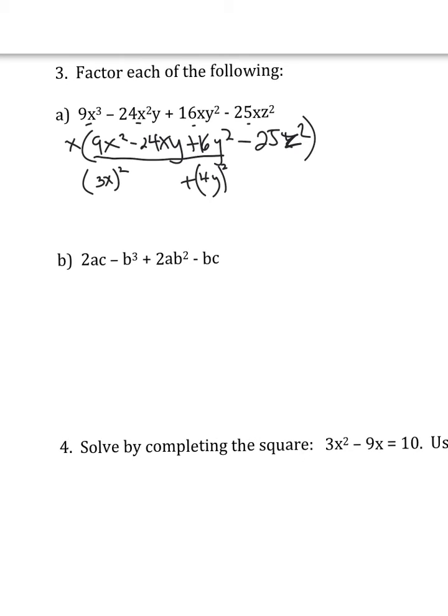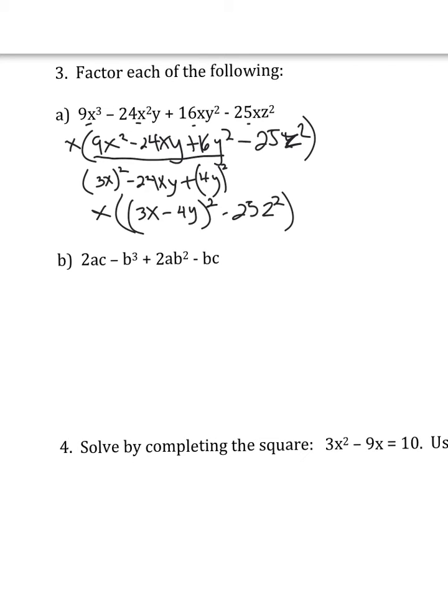So then what we can say in the end is that this whole thing as a perfect square trinomial is equal to 3x minus 4y squared. We still have our minus 25z squared, and we still have our x. Okay, so this is what we have now.